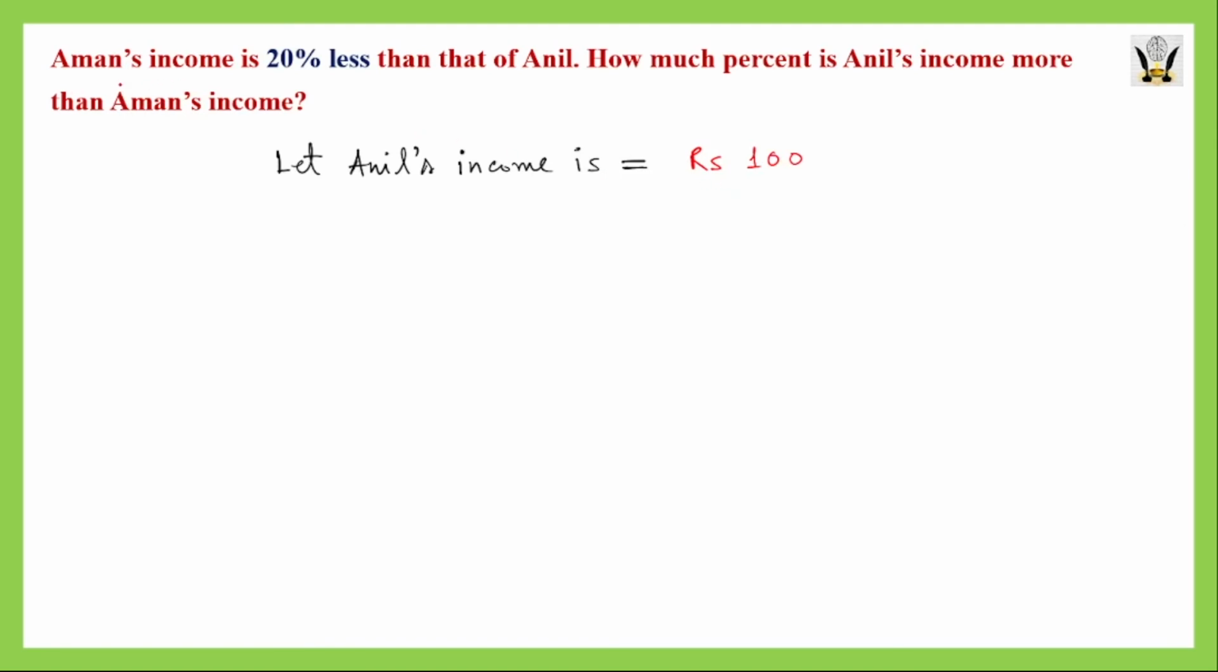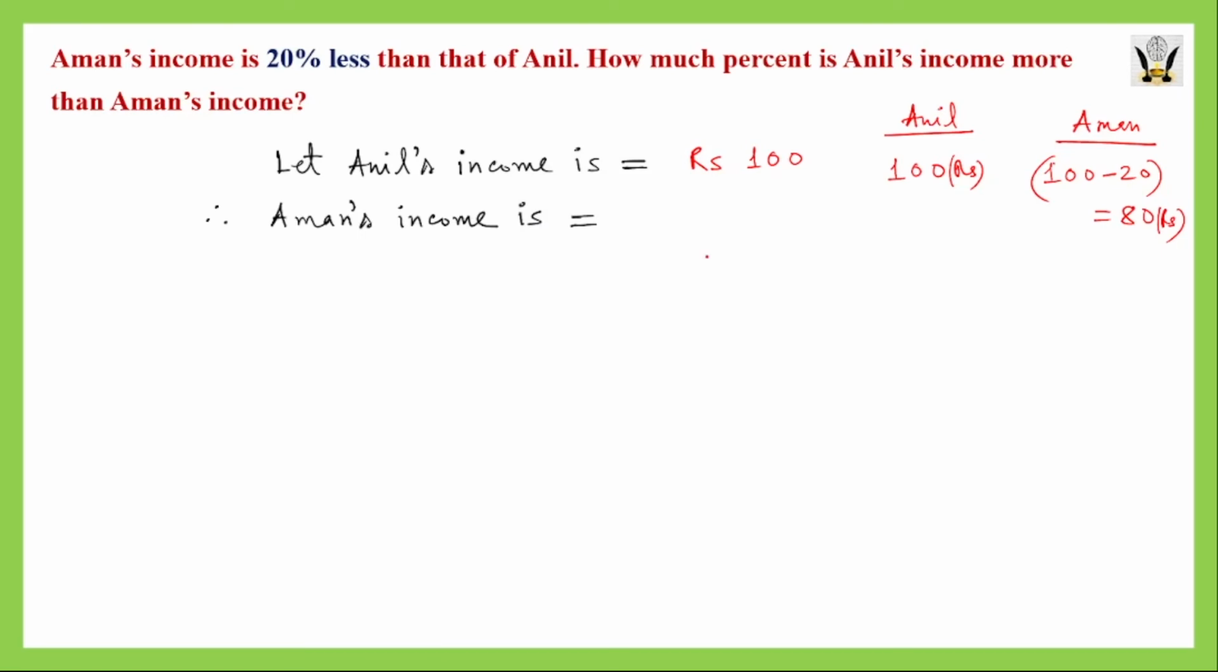If we assume the currency as rupees, then say 100 rupees is Anil's income. And Aman's income is how much? Aman's income is 20% less than that of Anil. 20% less means, we understand, if Anil's income is 100, then out of 100, 20 is less. So Aman's income will be 100 minus 20, so it will be 80. And definitely the currency will be in rupees. So Aman's income will be rupees 80.